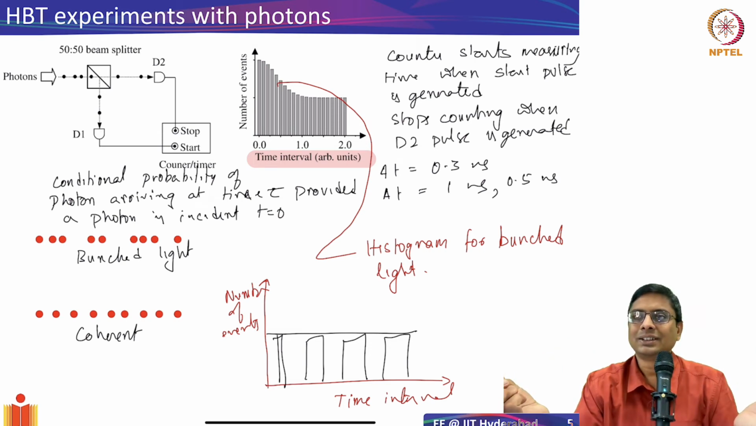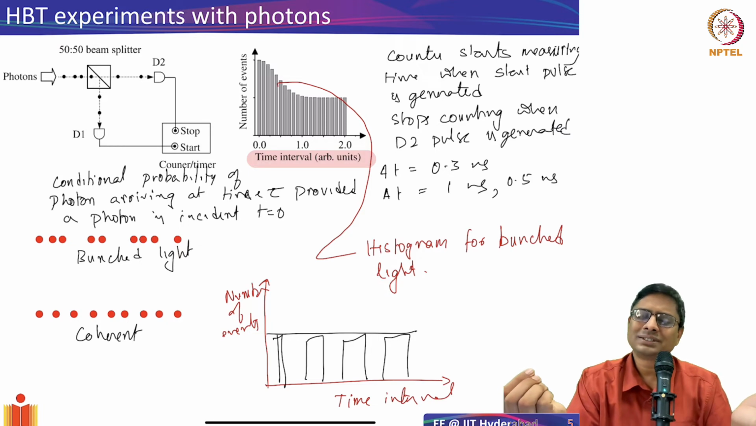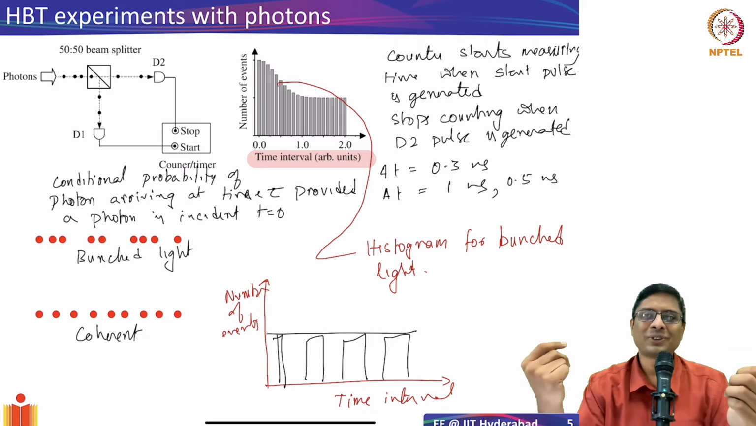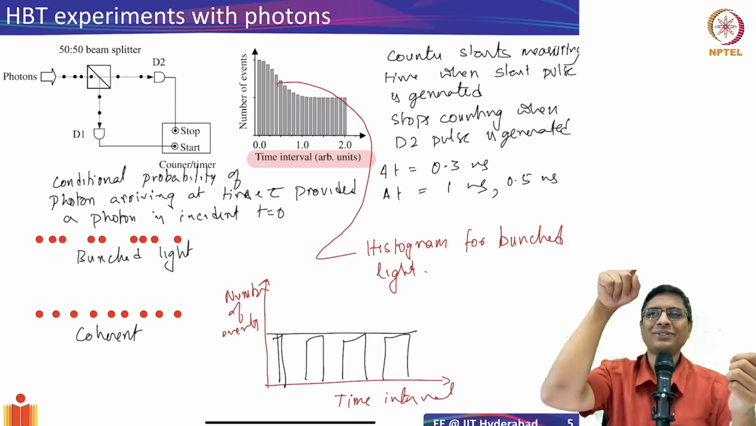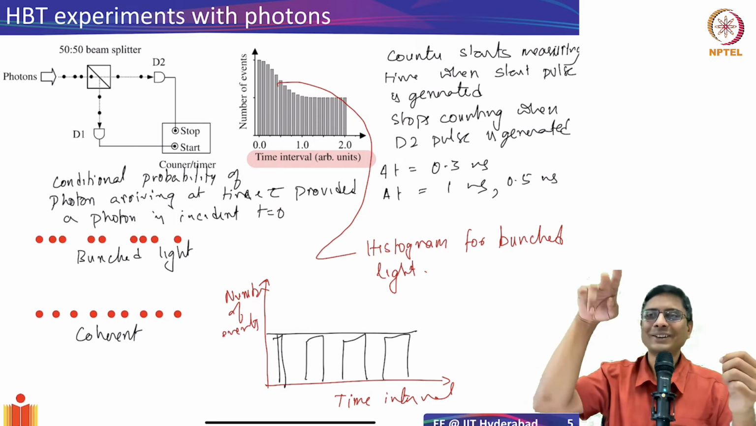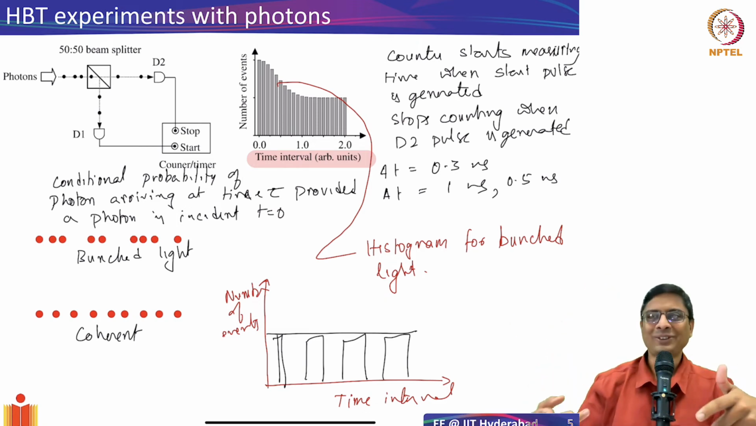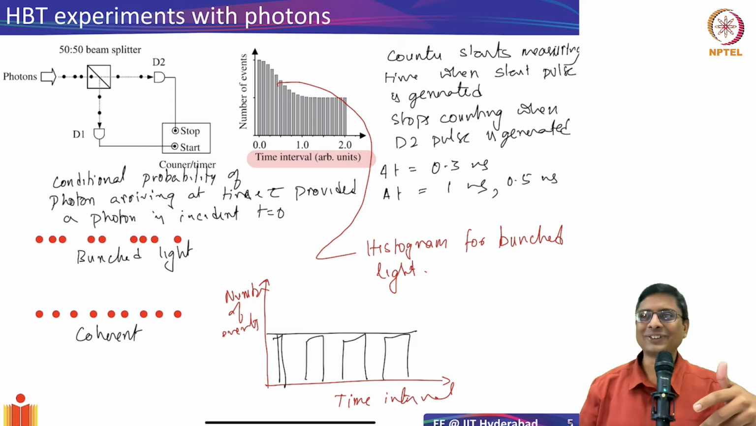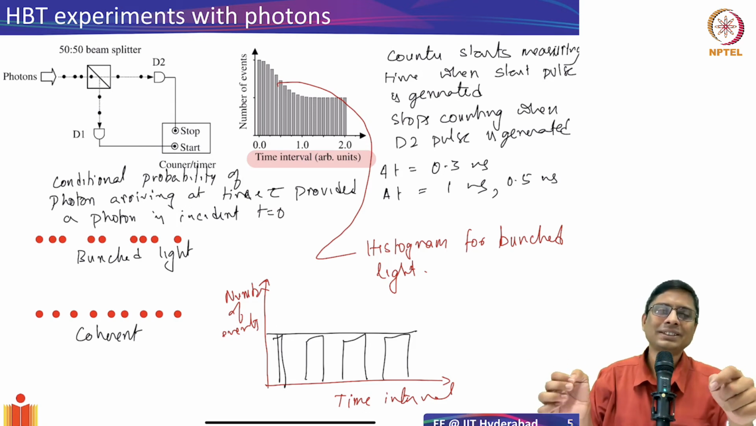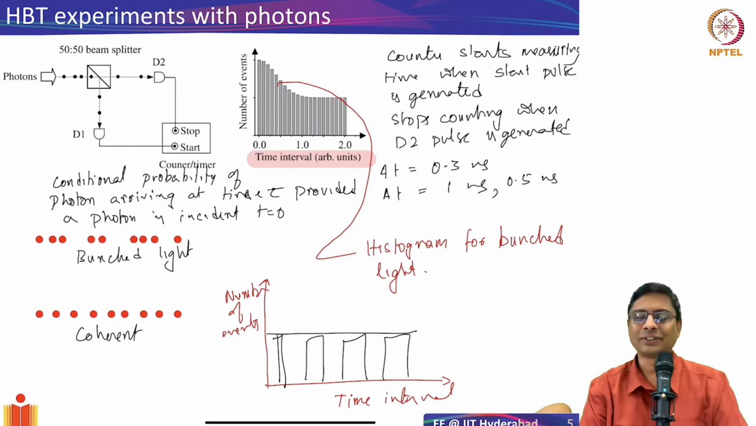right? So there is some relation between that and this. But there also, we looked at the G2 function, and G2 function was greater than 1, equal to 1. Coherent is 1 and bunched is looking more than 1, right? So automatically you can guess by now where I will go next. I'll go to the sub-Poissonian case and say that it will be less than 1. But these are not exactly identical. There is a subtle difference.